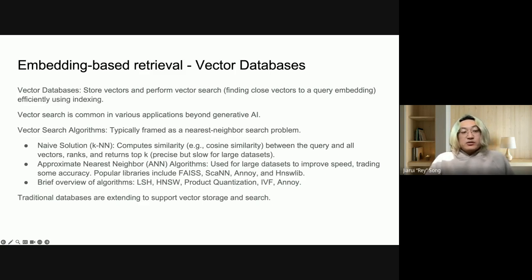And then we introduce the approximate nearest neighbor algorithms. These are used for large data sets to improve speed, trading some accuracy. Popular libraries here include a list of libraries. And in the book, the author also offers a brief overview of the algorithms. There are many algorithms out there. As you can notice, more and more traditional databases are extending to support vector storage and search.